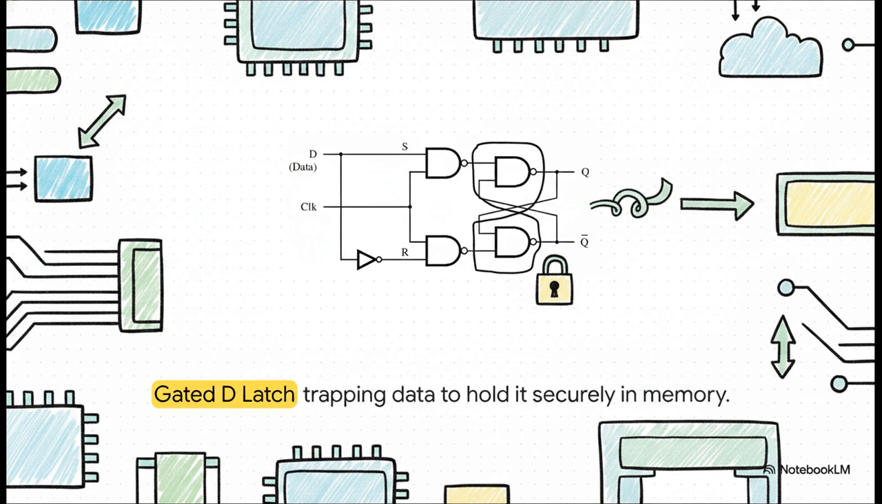Notice the crisscrossing lines there. Those are feedback loops. This specific design creates a latch that's synthesized to maintain the value of Q whenever the clock signal drops to 0. It physically traps the data, holding it securely right there in memory.